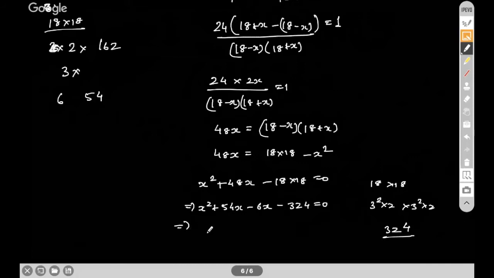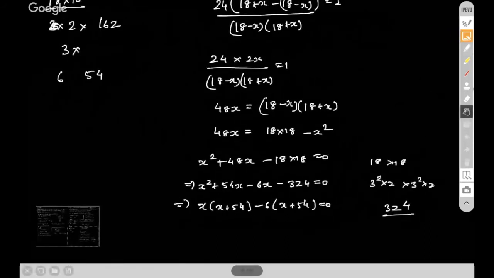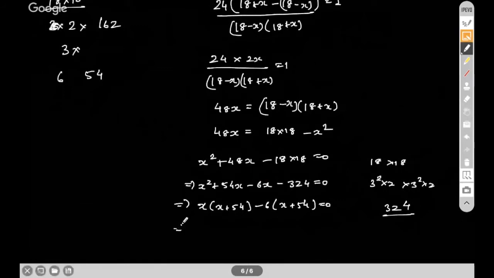So this implies x into x plus 54 minus 6 times x plus 54 equals 0. And hence, if you see, this is nothing but x plus 54 and x minus 6 equals 0. So either x equals negative 54 or x equals 6.